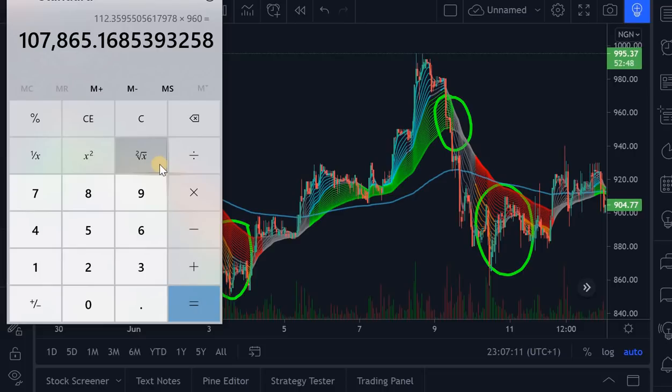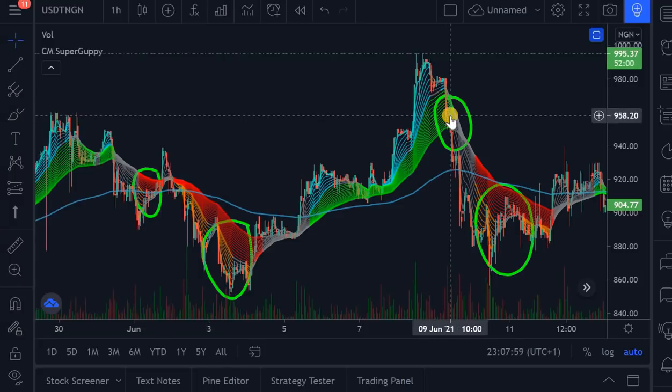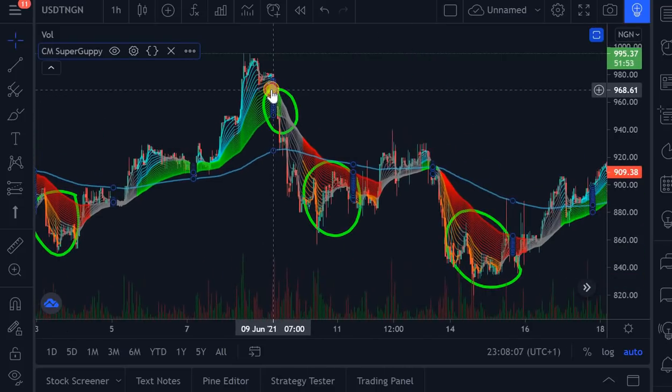What I would get is 107,865 Naira. Now this is what I would get when I choose to sell at that rate. Remember, the initial money we used in this example was 100,000 naira, and right now we are up 7,000 naira going to 8,000 naira. At around 9th of June, you would be up 7,800 naira. Now let's continue with this strategy.